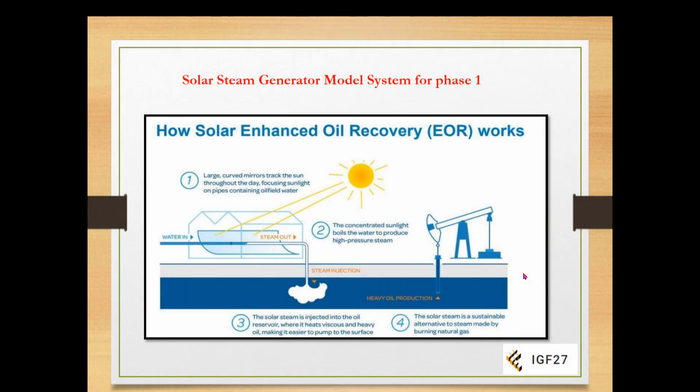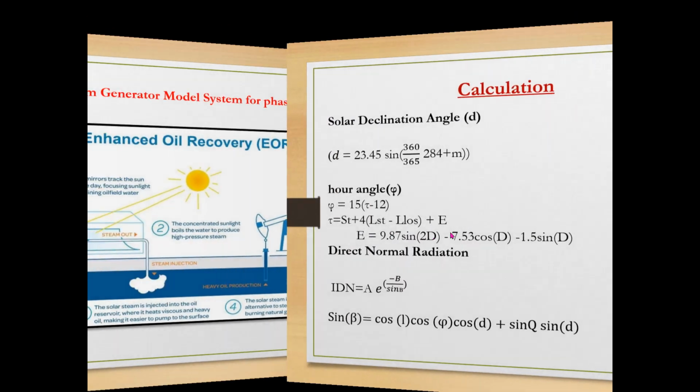This is a real picture from the Miraah project. In the total process, the cold water is converted by using solar to hot water, which is then used to generate steam, and then injected into the heavy oil reservoir to produce oil.